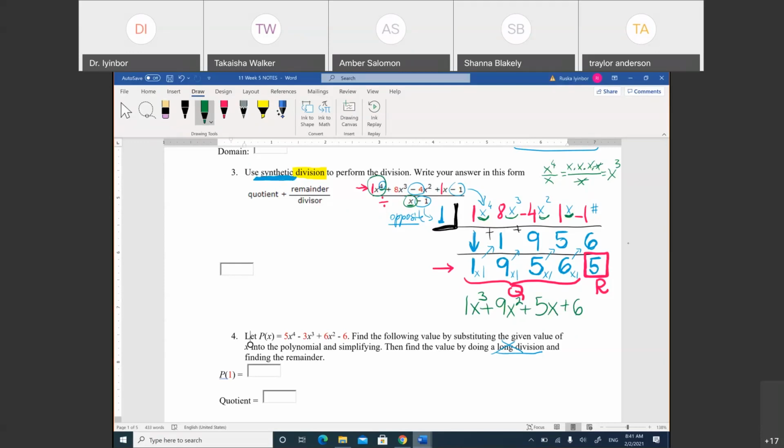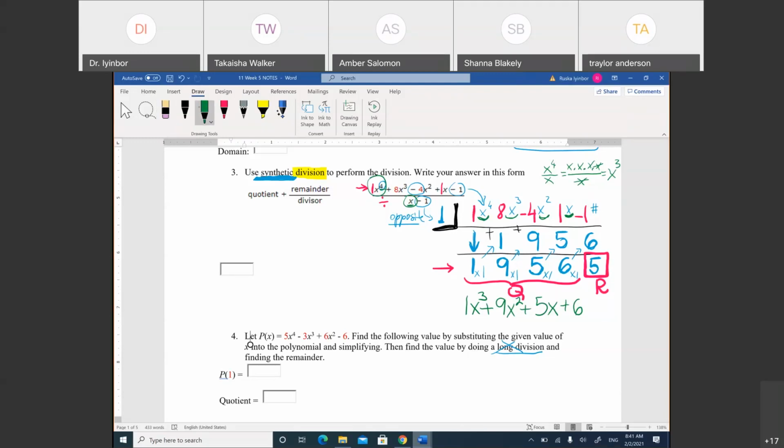Now, if one of those numbers, 1, 9, 5, and 6, is negative, then that sign is going to be the connection between the terms. But if there's nothing, you assume they're positive, so you connect them with pluses. Okay? And that's the quotient. So the quotient is going to be 1x cubed, or just x cubed, plus 9x squared plus 5x plus 6. The remainder is 5. And we know the divisor is what you're dividing by. So what are you dividing by? x minus 1. So that's your divisor. And then you're just going to write the answer.